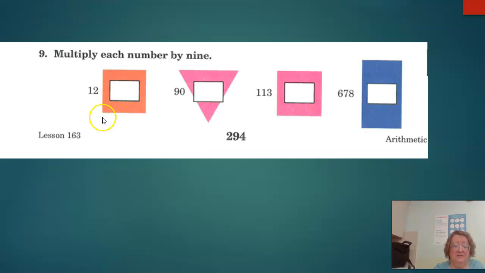Okay? The first one should have been quite easy. We should have known that 12 times 9 is 108. 90 times 9 actually shouldn't have been difficult either, because 0 times 9 is 0, and 9 times 9 is 81, giving us a product of 810. 113 times 9 is 1,017, and 678 times 9 is 6,102.